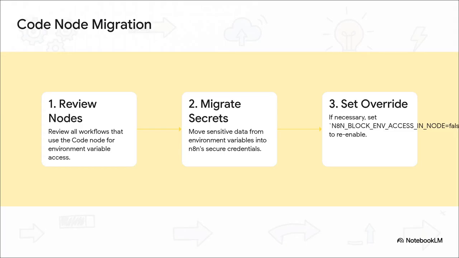Okay, so what do you actually need to do? Well, first, take a look at any workflow where you're using the code node to pull in environment variables. The best practice, the thing we really recommend, is to move that secret stuff into N8N's own credential manager. But look, if you have a mission-critical reason you have to use the old way, there is an escape hatch. You can set a special environment variable to turn that access back on.